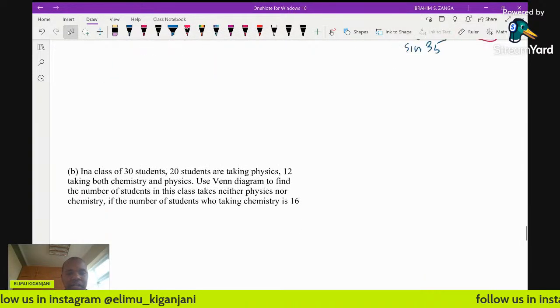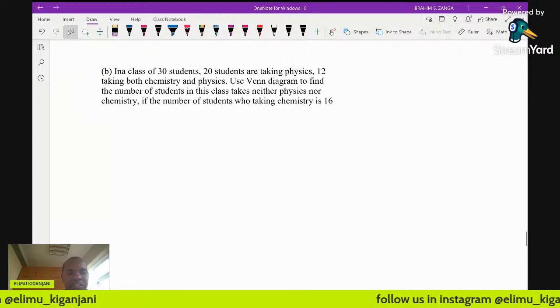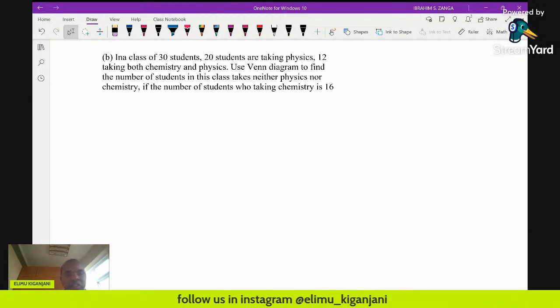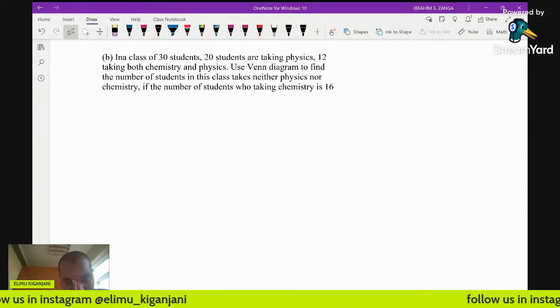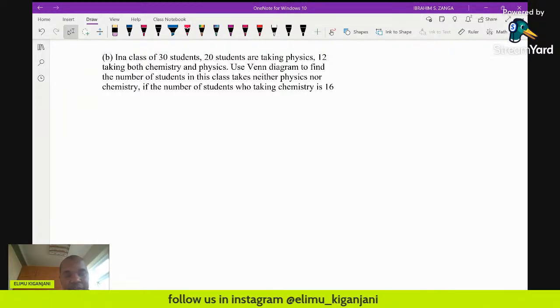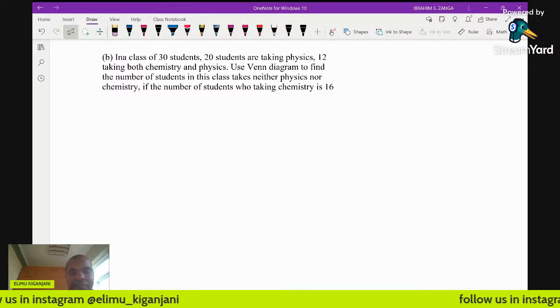We continue with the next question, that is question 9b. In a class of 30 students, 20 students are taking physics, 12 are taking both chemistry and physics. Use a Venn diagram to find the number of students in the class who take neither physics nor chemistry, if the number of students who take chemistry is 16.